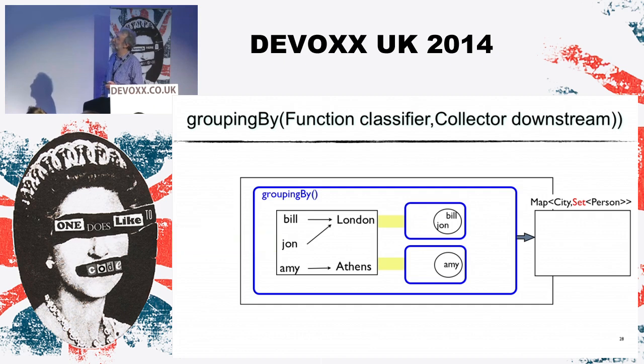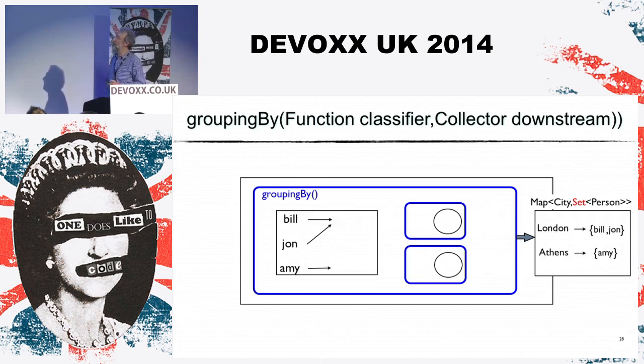And finally, we're going to get out our map from city to set of people rather than list of people as before. But as I say, you could use any collector for that. Okay, so those are the simple collectors.